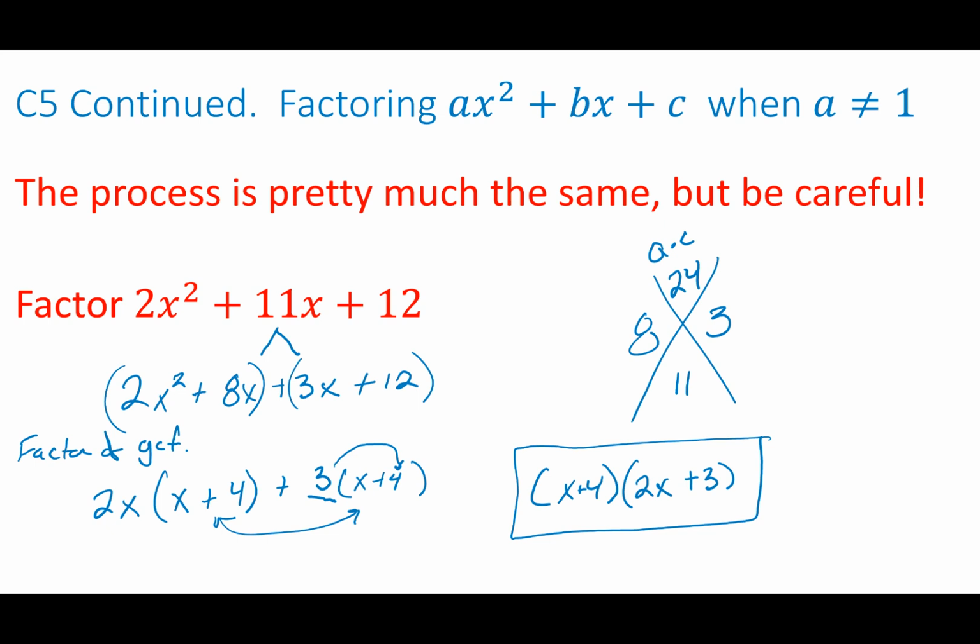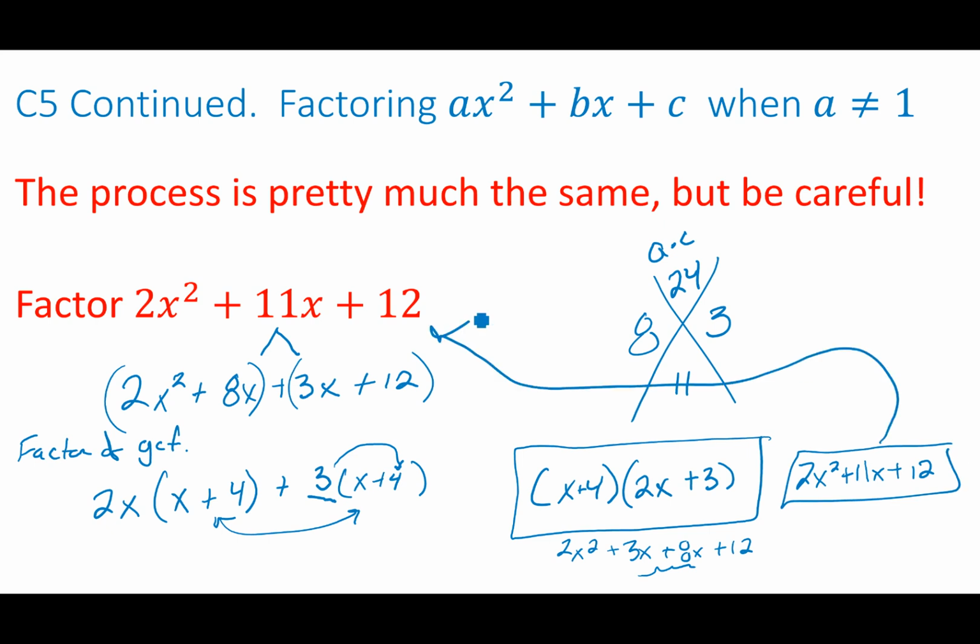All right, and we can check this. If I were to FOIL all this out, x times 2x, that's 2x squared, x times 3 would be 3x, 4 times 2x is 8x, 4 times 3 is 12. I can combine these together, so I have 2x squared plus 11x plus 12, and that checks out with everything that I started with.